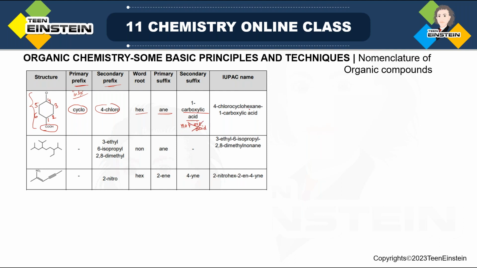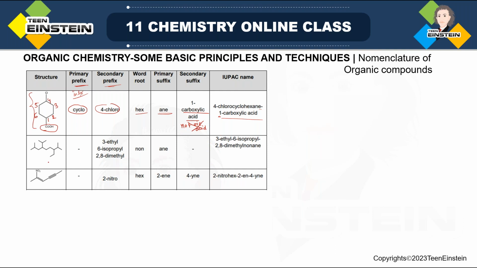Now finally the name is 4-chlorocyclohexane-1-carboxylic acid. You don't have to remove the E in this case. Simply write it like this. At one position you have to mention the carboxylic acid. Come to the second one.